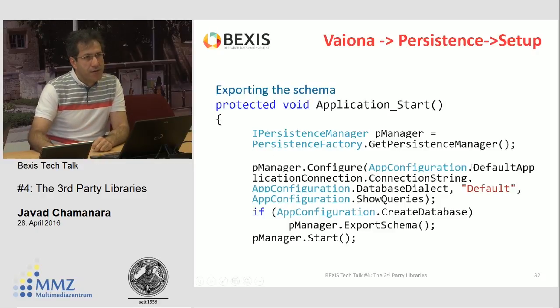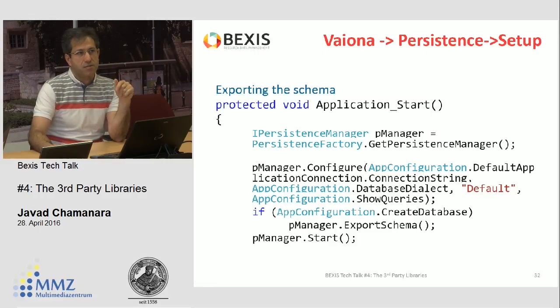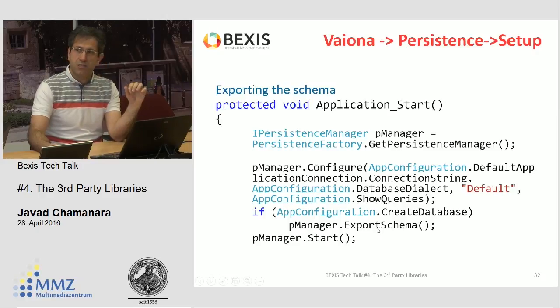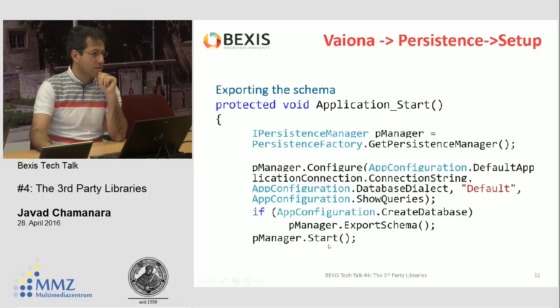Then we configure it to point to the proper mapping files, and check with the application configuration if the database needs to be created. If so, this persistence manager will export the schema. The schema export goes through that structure, finds all the mapping files and the overrides, tries to merge them, and when everything is fine, exports it to the database and then starts itself. From this time, the database should be ready to be queried or to have transactions committed.